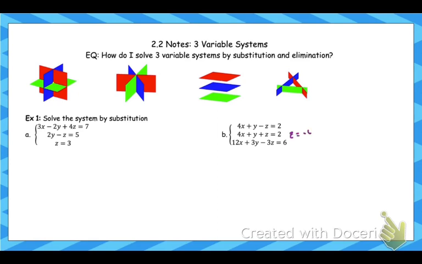So z equals negative 4x minus y plus 2. Once you've solved for one variable in one equation, you're going to take that and plug it into both of the other 2 equations. So I'm going to plug it into the top equation. So 4x plus y minus what z now is.